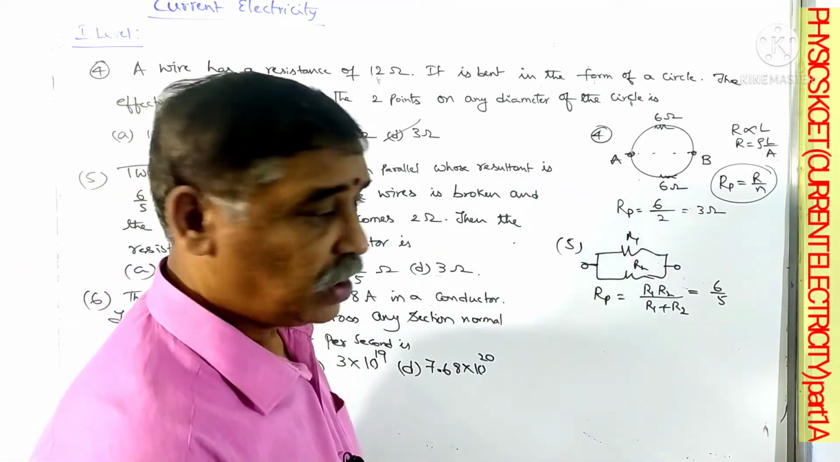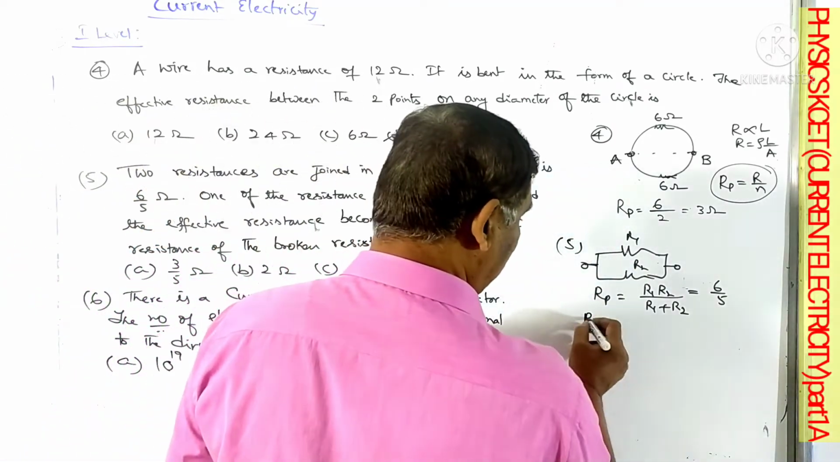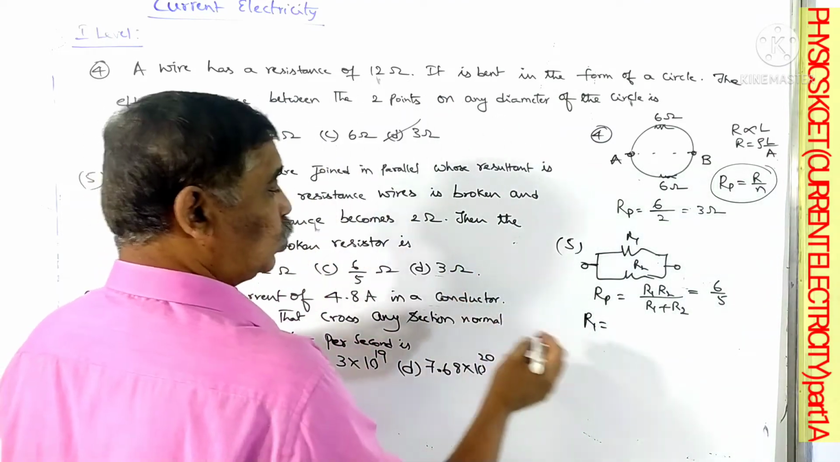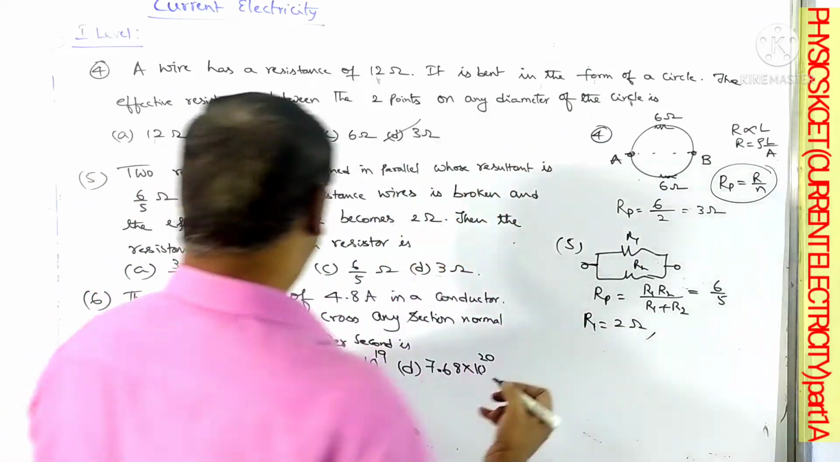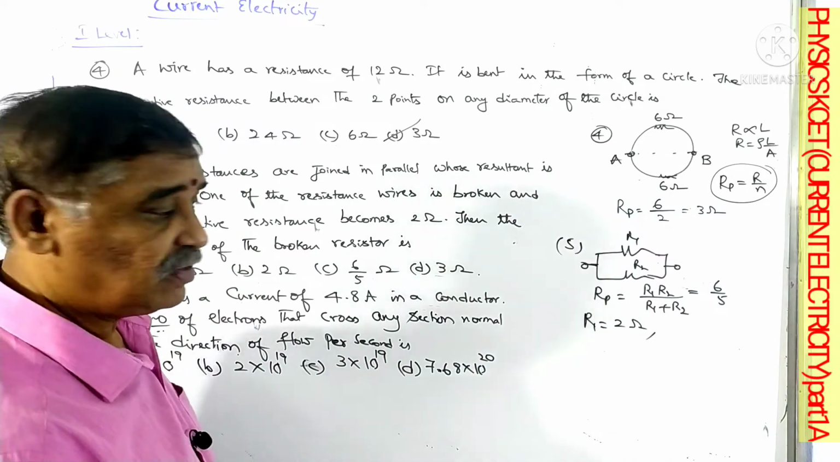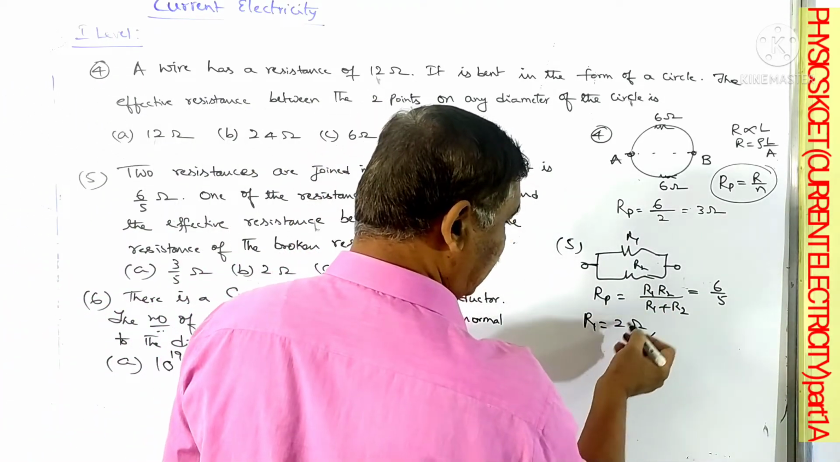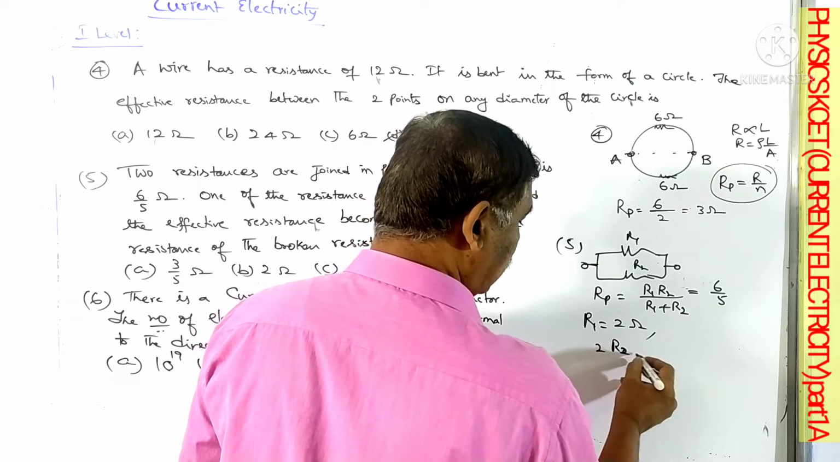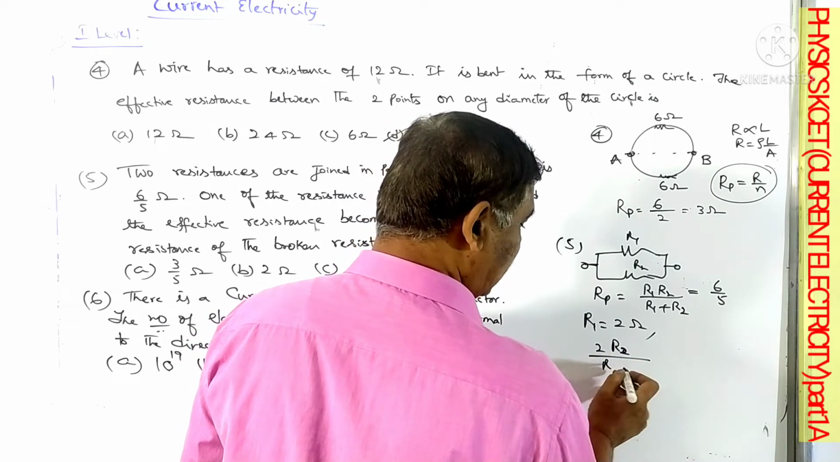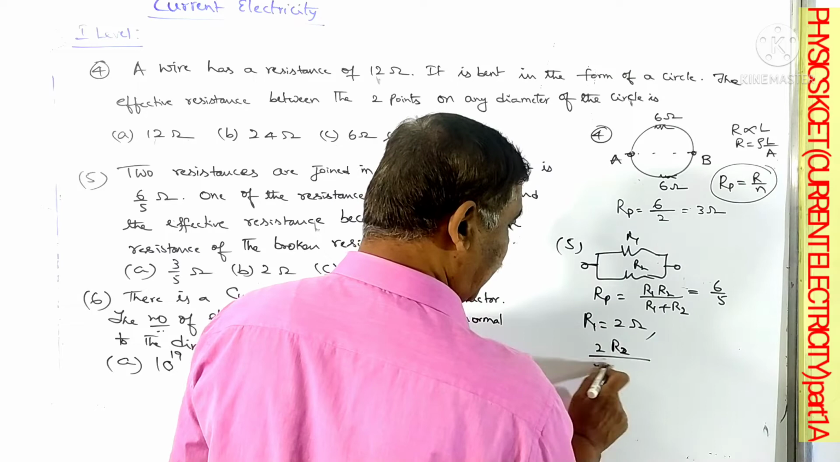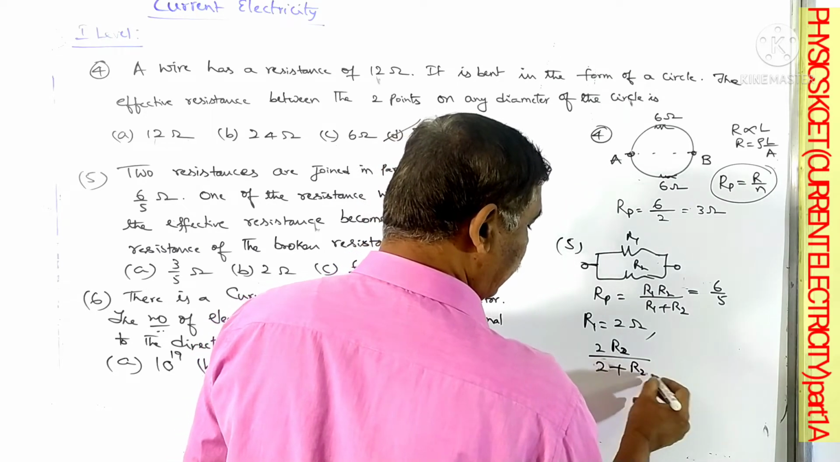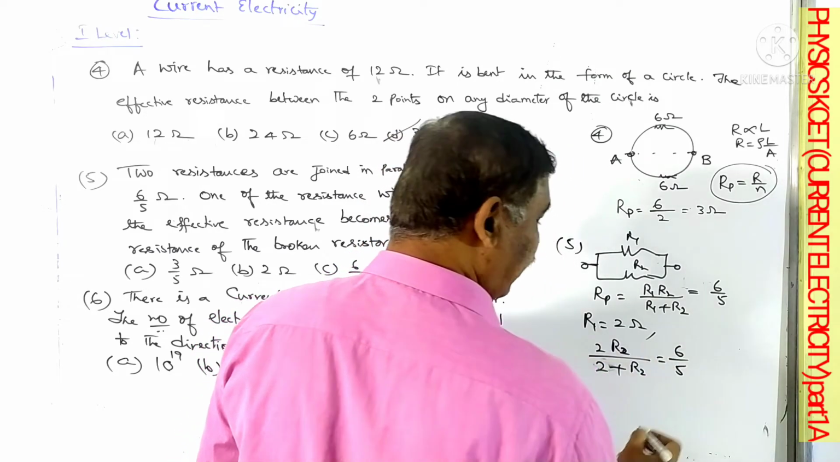Let me take R2 is broken. Then the second line says R1 I will take as 2 ohm. Now we are asked to find out what is the resistance of the broken wire. Come back to this and substitute R1 is equal to 2. 2 into R2 divided by R1 plus R2, R1 I replace by 2, plus R2. This is equal to 6 by 5.